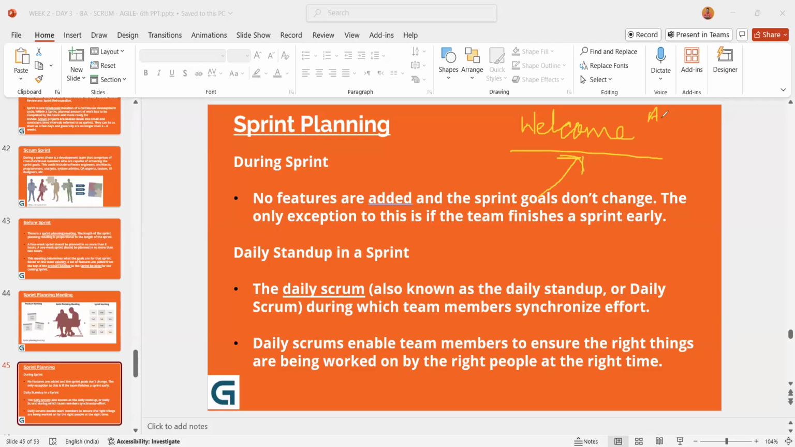Yes, you do welcome the change, but when it comes to adding in between, you route it through the product owner. The only exception to this is if the team finishes a sprint early, then they check the capacity and they can accommodate that. But if capacity is not checked, of course, when a new requirement or a new feature is coming, that requires to be understood, that requires to be refined, and the user story has to be created.